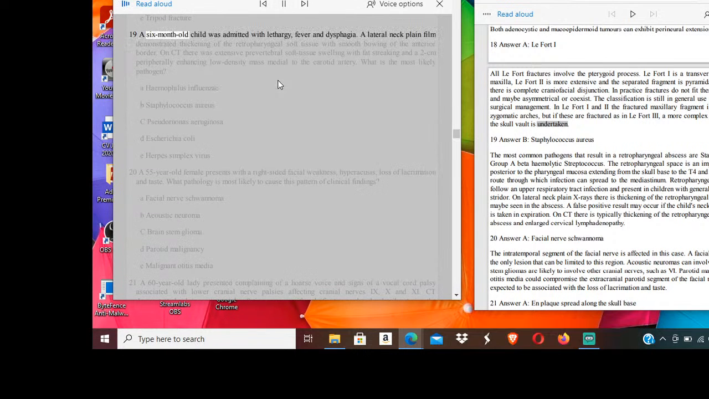Tripod fracture. 19. A 6-month-old child was admitted with lethargy, fever and dysphagia. A lateral neck plain film demonstrated thickening of the retropharyngeal soft tissue with smooth bowing of the anterior border. On CT, there was extensive prevertebral soft tissue swelling with fat streaking, and a 2 cm peripherally enhancing low-density mass medial to the carotid artery.